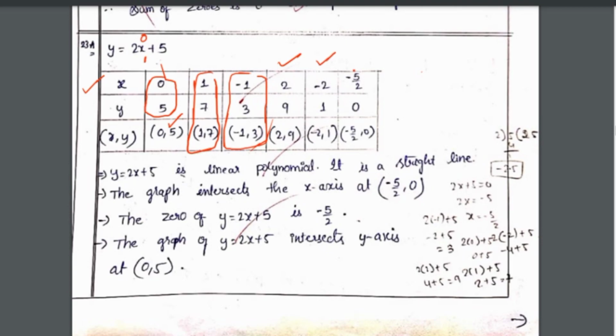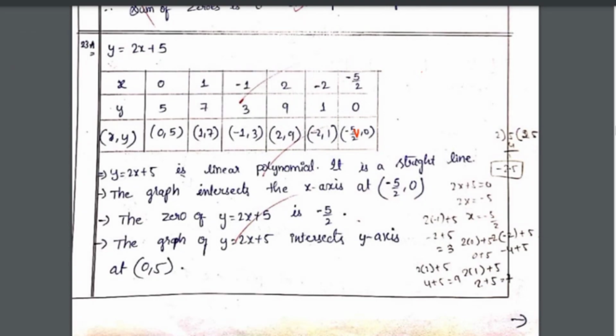If you want to neglect this one, you can neglect it. Take a minimum of 2 or 3 points. Now, using these 3 points, I am going to check the graph. The points are (0, 5), (1, 7) and (minus 1, 3).